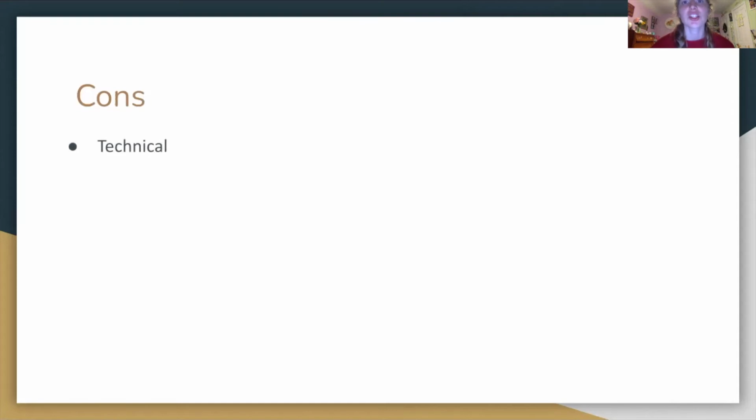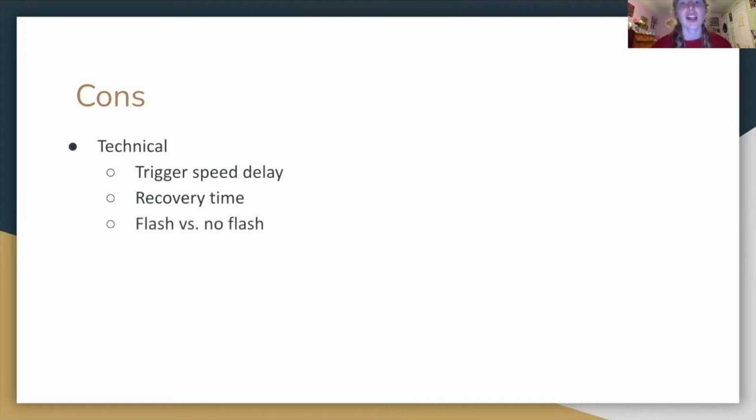And there are cons to it. There's lots of technical cons, so I'm just going to go through them really quickly. Trigger speed delay and recovery time are both like how long will it take for it to take another photo or to take a photo when something steps into the frame. Flash versus no flash. Flash helps you capture nocturnal animals, but it is obtrusive and is a disturbance, versus no flash, you might not get as good quality pictures. The battery life is always important to know.